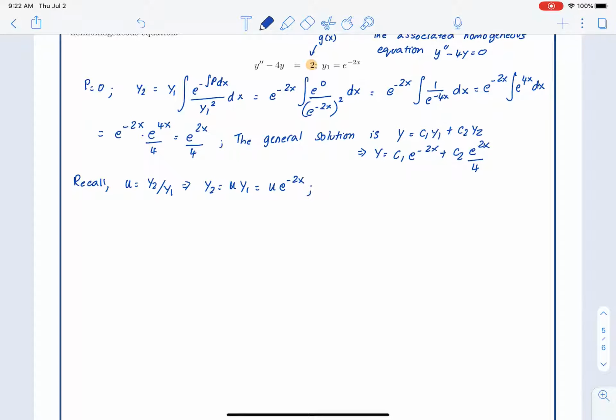So when I plug in y2, the equation should hold true. So I'm going to find y2 prime, which is u e raised negative 2x divided by negative 2 plus e raised negative 2x multiplied by u prime. That is product rule. So I made a mistake. That has to be times negative 2. I integrated instead of differentiating. Now I could find the second derivative.